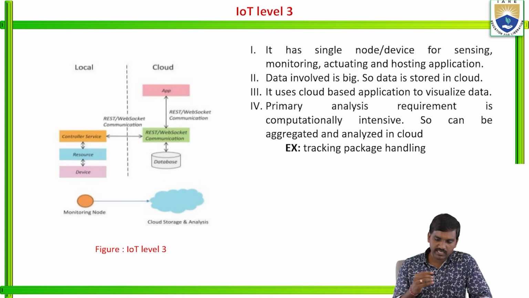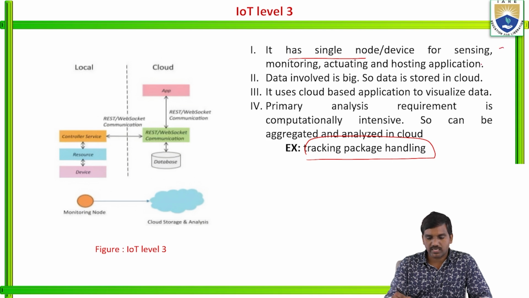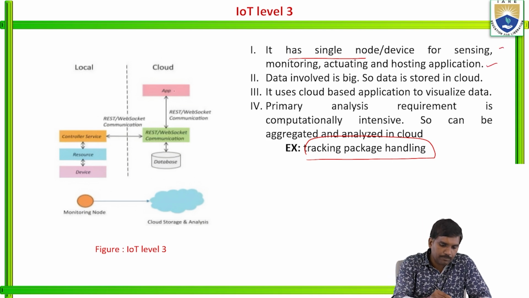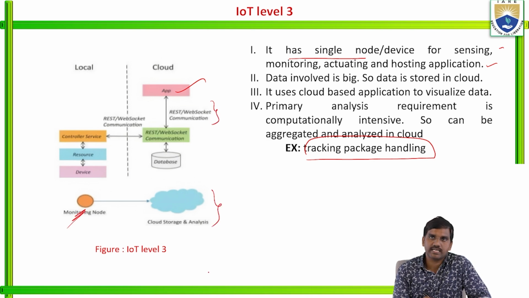And level 3: tracking package handling. Here it has a single node device for sensing, monitoring, actuating, and hosting applications. We know the same application, WebSocket node, and a single monitoring node only, with cloud storage for storage purposes, and analysis.